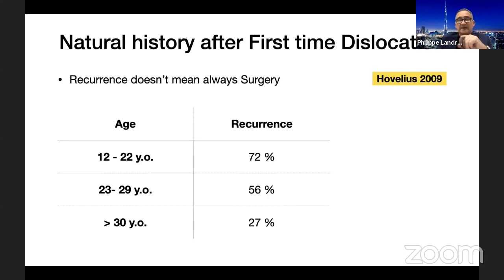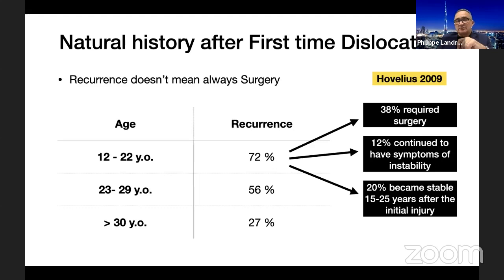But recurrence doesn't always mean surgery. This study of Evelius in 2009 showed that among the 72% of recurrence in the group of 12 to 22 years old, 38% require surgery, 12% continue to have symptoms of instability, and 20% became stable 15 to 25 years after the initial injury. So we need to have a global picture and to know this kind of thing in order to avoid operating on all these people, because it's a sort of hot topic, you know, people push to operate on the first-time dislocation. But these series are not about athletes.